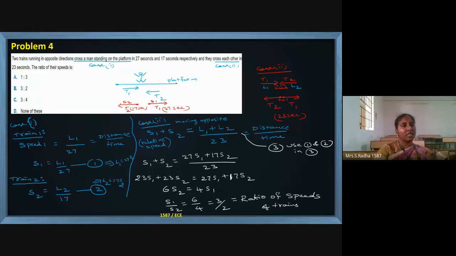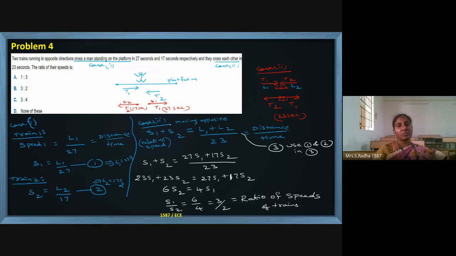So I will repeat once again what I have done. Two trains are moving opposite to each other. They are crossing a man standing on the platform in 27 seconds and 17 seconds respectively. I have written the speed of train 1 as distance by time, which is the length of train 1 by the time taken by train 1, as equation 1. Similarly for train 2, length by time taken to cross the man is equation 2.